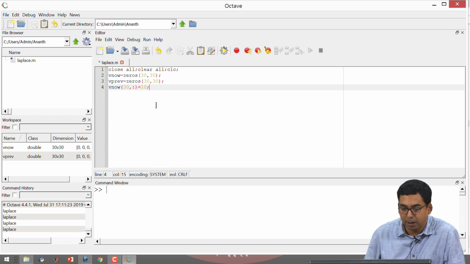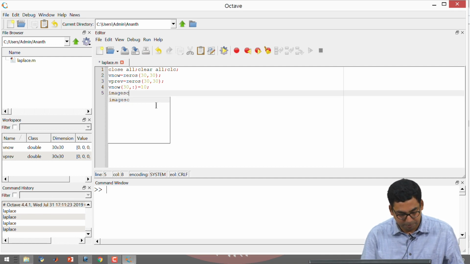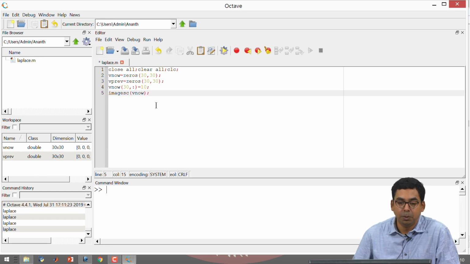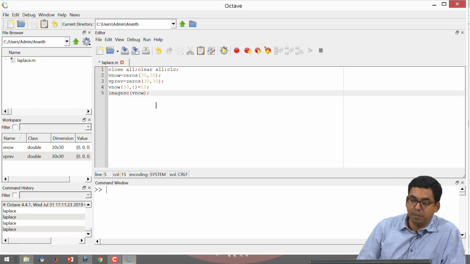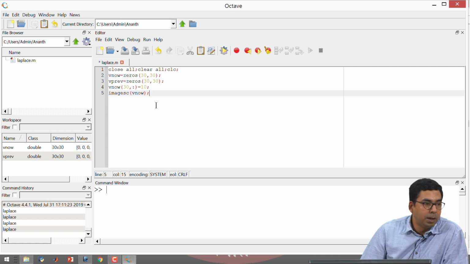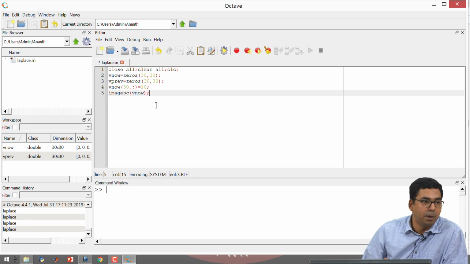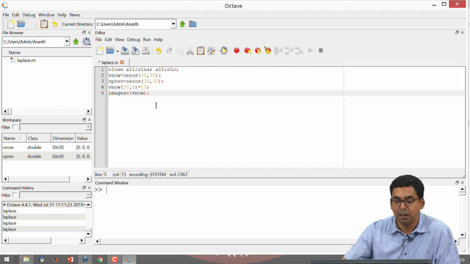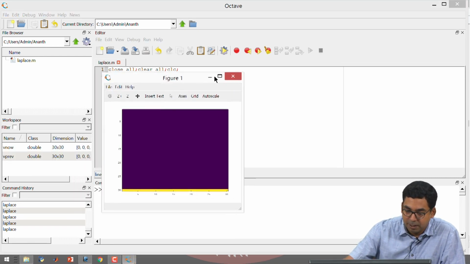Just to see what we are doing at this stage, I will use a command to see visually what we are doing. Image SE is a command that will allow you to look at a surface that you are defining. In this case we have a 2-dimensional matrix and I want to look at the values held by the matrix. So, image SE is nothing but image scale, it will give you an image of a 2D matrix and it will scale the color corresponding to the value stored in the matrix. As we run it you will be able to understand. So, I will just go to this button, save file and run. Okay, I have this.